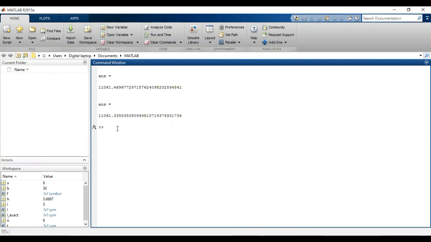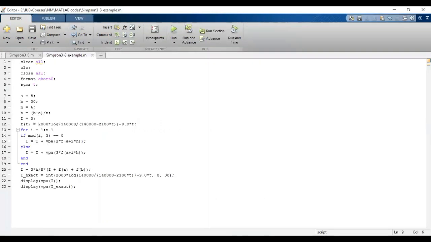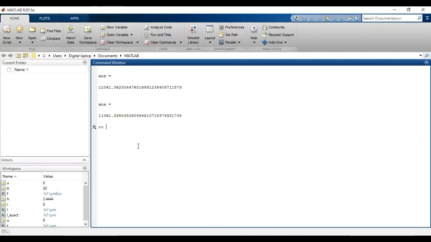One important thing to be taken care of is that in Simpson's 1 by 3 rule, our total number of segments must be an integer multiple of 2, or they should be an even number. And in Simpson's 3 by 8 rule, our total number of segments must be an integer multiple of 3. So for example, 6 or 9 or 12 or 15, these numbers of segments can be used for multiple segment Simpson's 3 by 8 rule. Here you can see when I increase my number of segments to 9, my answer gets even closer to the exact answer.